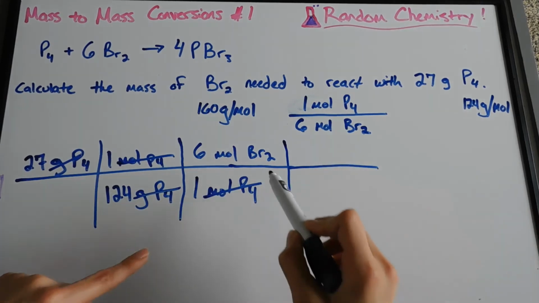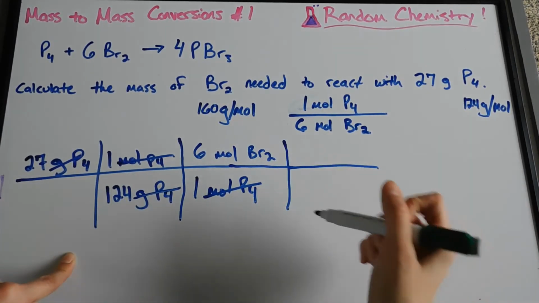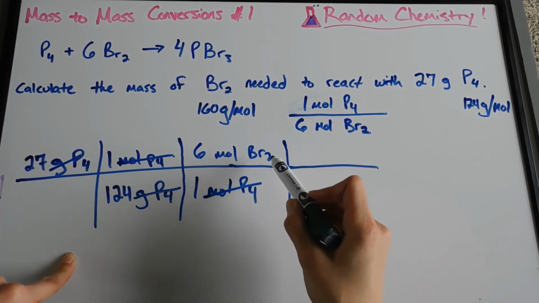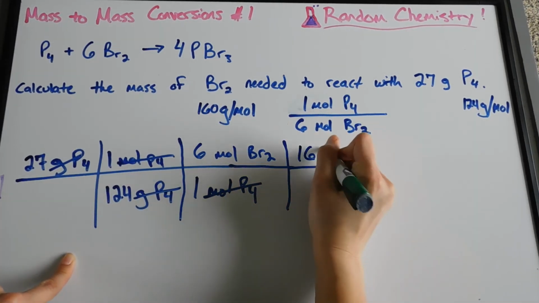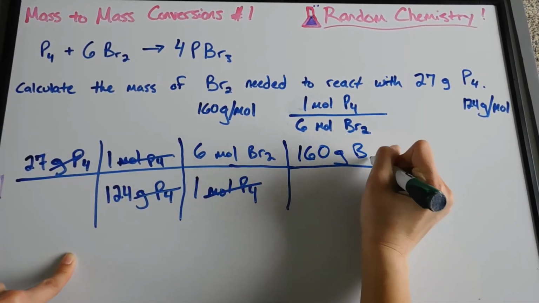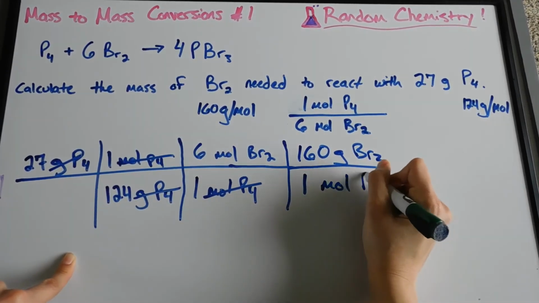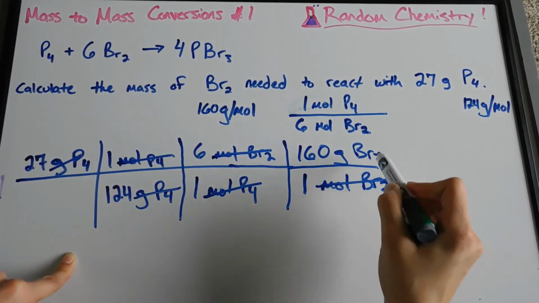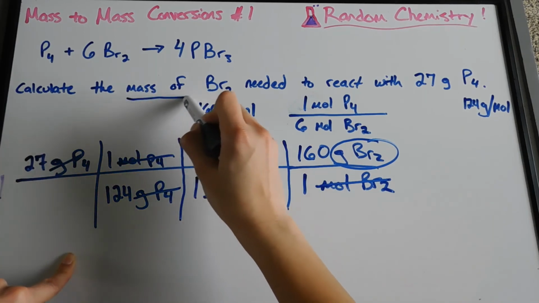But I need grams of Br2. So I'm going to use the molar mass of Br2 as my conversion factor. So if I have moles of Br2 on top, I need moles on bottom. So I know it's 160 grams of Br2 for every 1 mole of Br2. And now moles of Br2 cancel, and I'm left with grams of Br2, which is what my question is asking for.